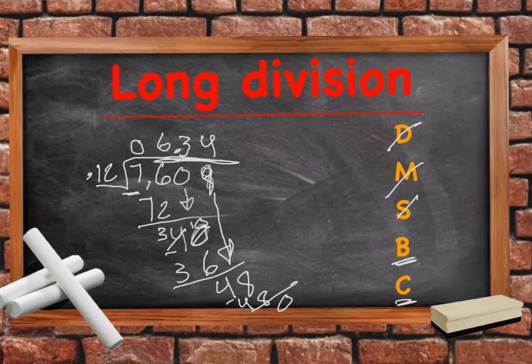Now, when we're saying the answer, we don't say 0, 634. We say 634. Now that we've got our answer, we have finished the problem.